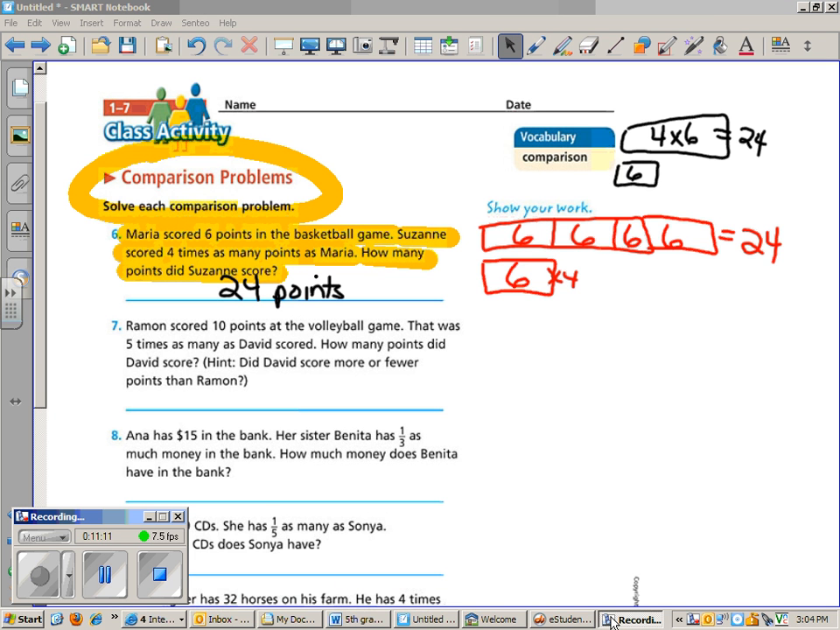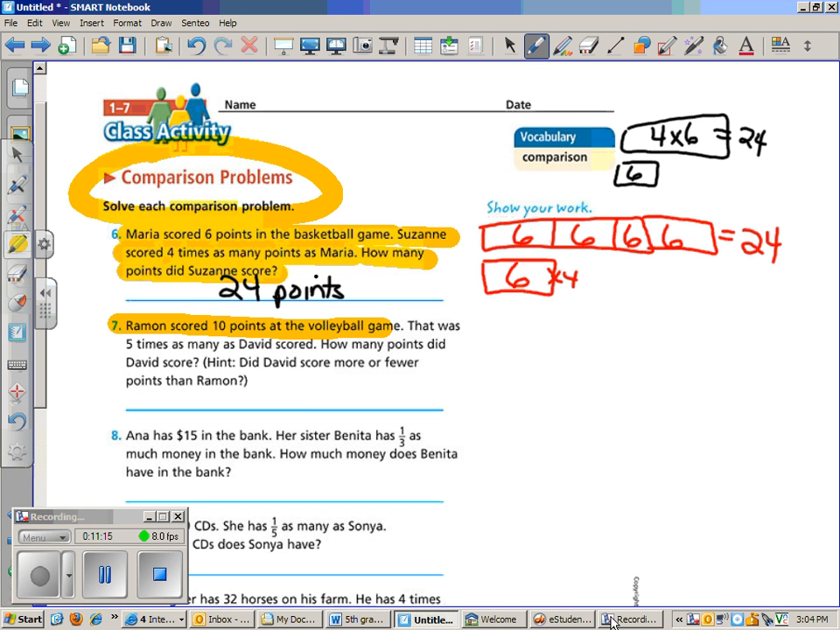Moving on to the next one, Ramon scored 10 points at the volleyball game. That was 5 times as many as David's score. How many points did David score? And they put a hint in there. Did David score more or fewer points than Ramon? Right, so Ramon scored 10 points at the volleyball game. That was 5 times as many as David. So it's 5 times David. So David should be less.